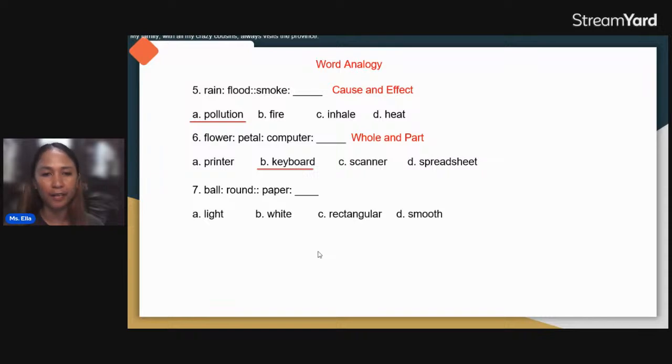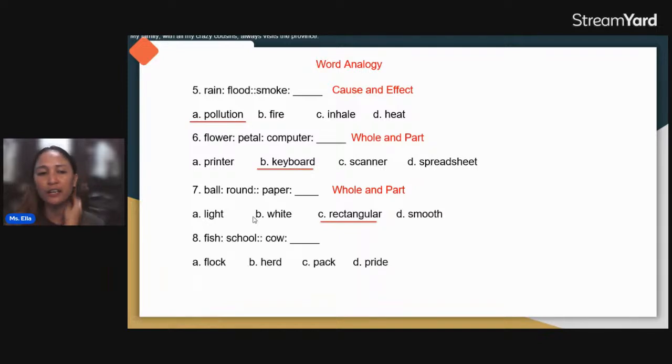Number seven, ball is to round, paper is to blank. Okay, so the correct answer for number seven, since this is also whole and part, is rectangular. All right. So yes, right. These words are all definitions of paper, but since we're talking about ball, round, and they're talking about the shape, we have to answer that paper is a rectangular shape. Okay? So let's continue. Number 8.